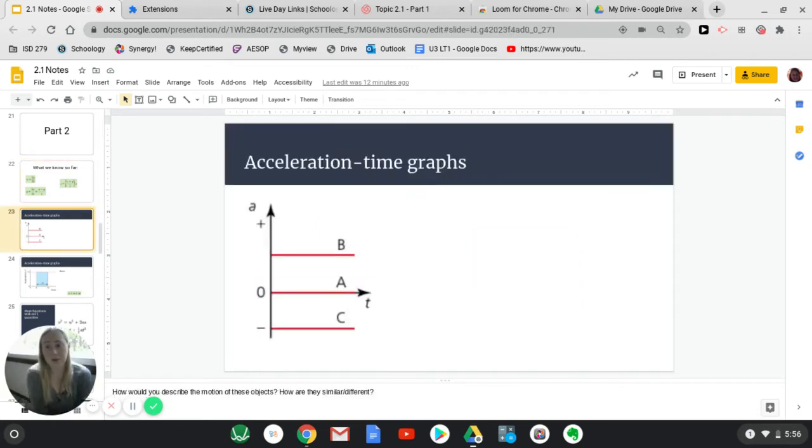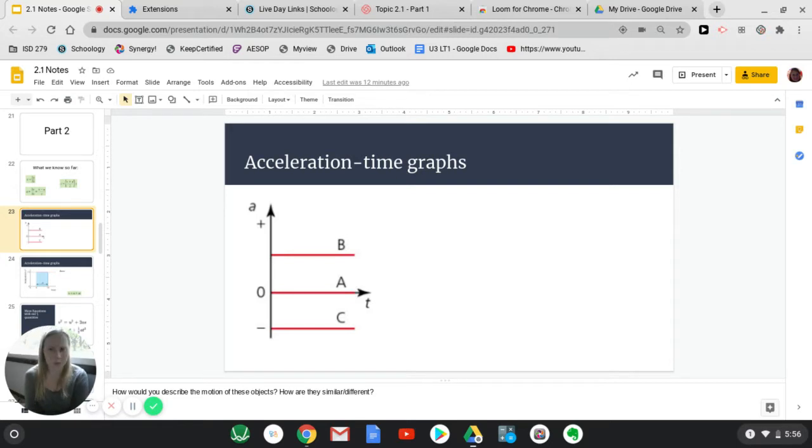The other type of graph you could, of course, do is an acceleration versus time graph, but they're always going to look kind of the same. They're always going to be flat. This is because we're talking about uniform acceleration in IB physics, no changes in acceleration. But they are different, and it's important to know the differences.